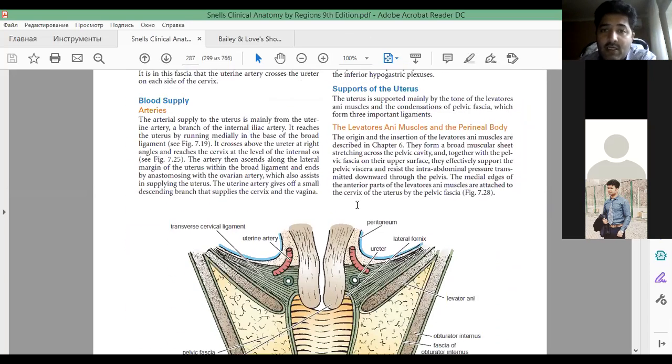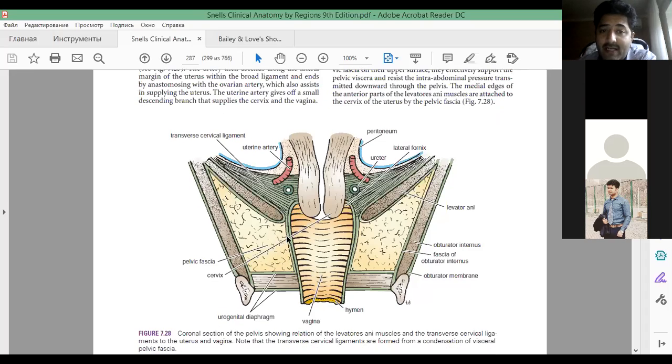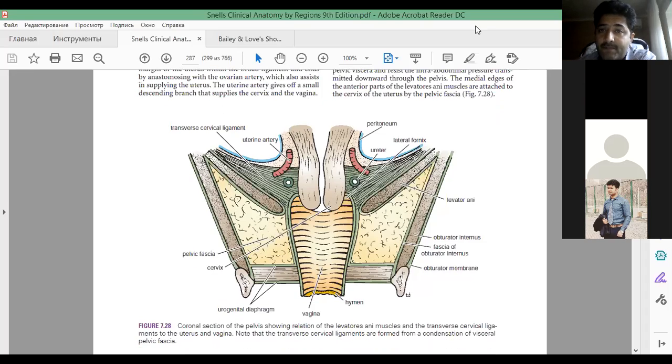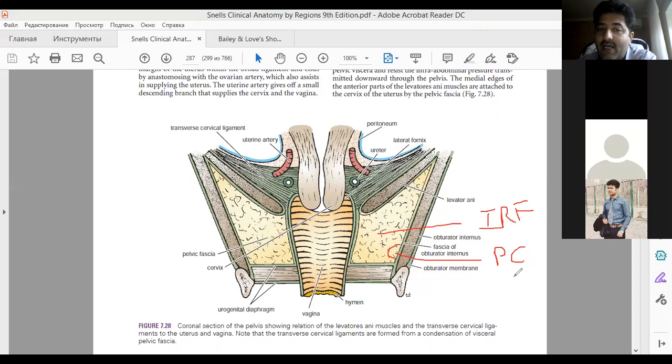Supports of the uterus. Now see here the diagram once again. See, this is our ischiorectal fossa. You remember the ischiorectal fossa? Here there is our pudendal canal. Okay, this is the vagina. Now see here, this is the upper part of the vagina. This is the middle part of the vagina, and this will be the lower part of the vagina.